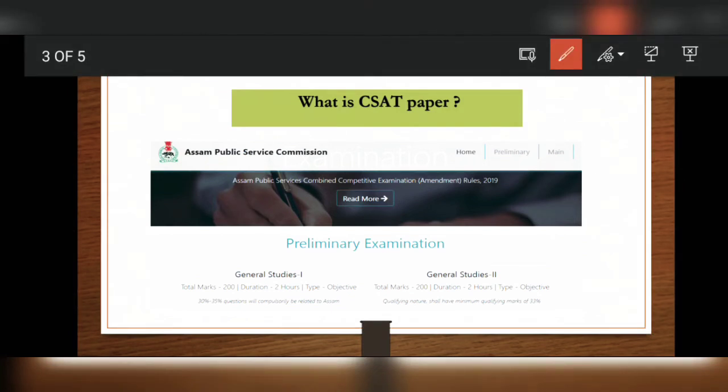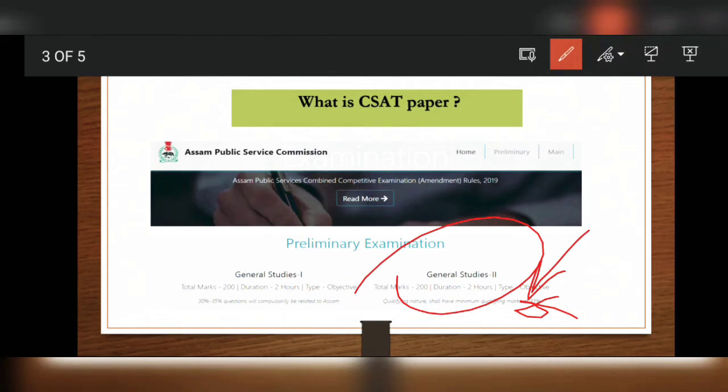The CSAT paper has 80 questions, each carrying 2.5 marks, and the total is 200 marks. Out of 200 marks, you only need to get 33%, as it is only a qualifying paper. It doesn't count into your merit list and it doesn't impact your overall ranking in your final result. It doesn't have any cutoff mark either. You just need to pass it by securing 33% of marks, which is 66 marks.